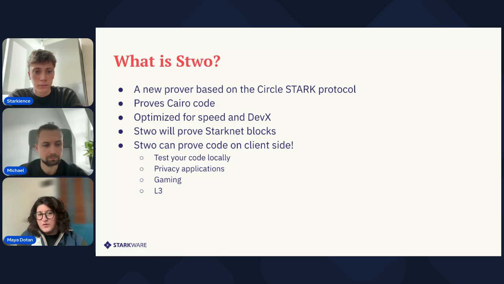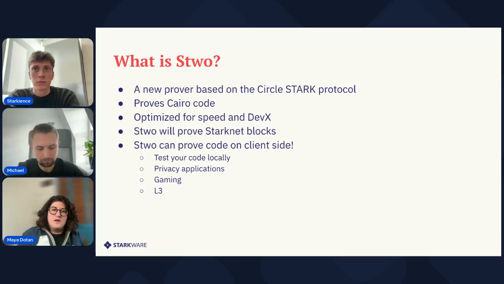It lets you test your code locally, and develop privacy-based applications in which you want to prove a claim and only put the proof on chain and not reveal your inputs or your private data. It's used for gaming, in which you prove some actions that happened in a game, and you only put proof of maybe a lot of state transitions in one proof on chain. And it's good for L3s, as you can prove the state of the L3 chain onto the L2 chain, specifically Starknet in our scenario.